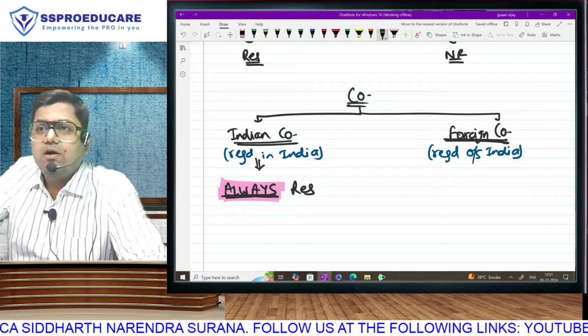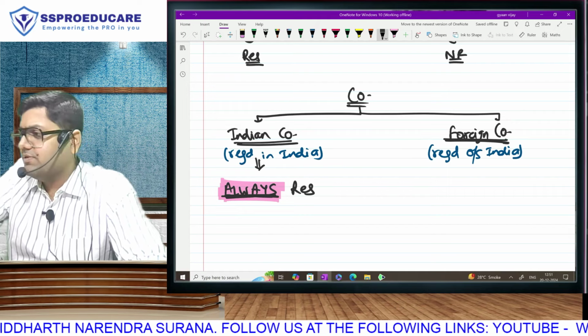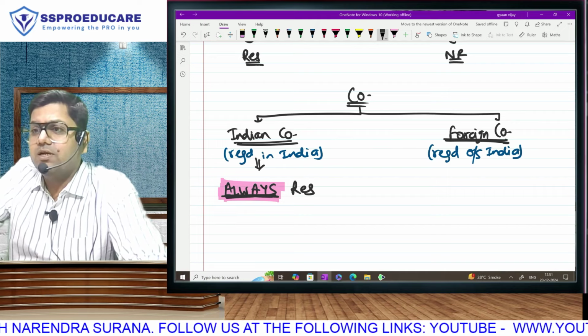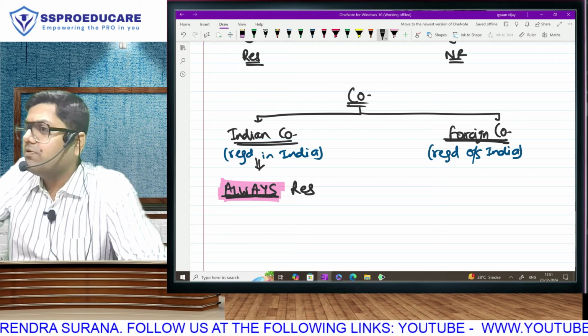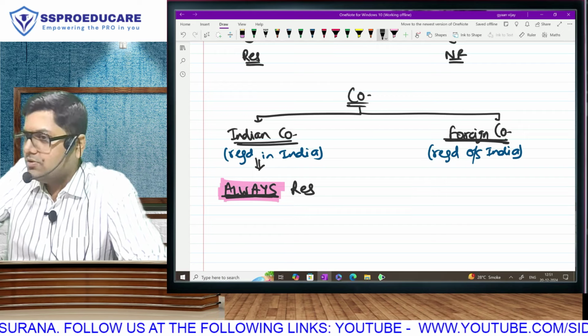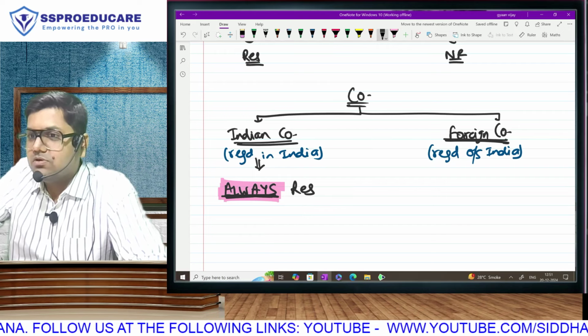I am the owner of Adani Enterprises Limited, Adani Ports Limited, Adani SEZ Limited, Adani Green, Adani Transmission, Adani Total Gas, Adani Wilmar. I am the owner of the entire Adani Group. So owner only, no? Shareholder only becomes owner.